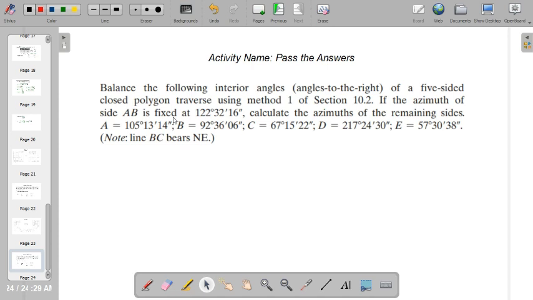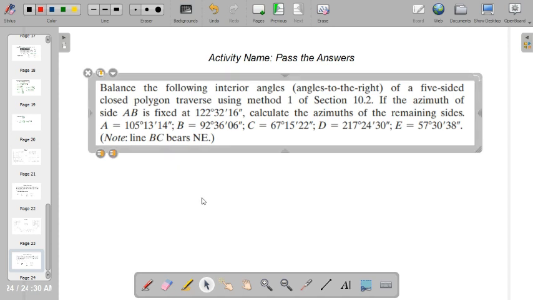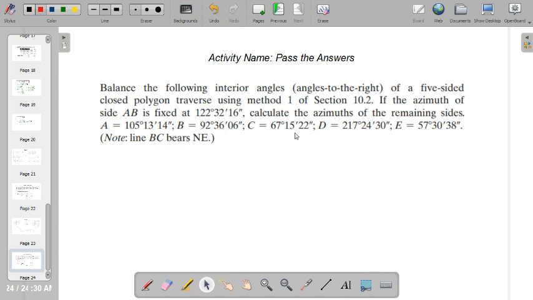If the azimuth of the side AB is fixed at 122 degrees, 32 minutes, 16 seconds, calculate the azimuths of the remaining sides, where A is equal to 105 degrees, 13 minutes, 14 seconds, B is equal to 92 degrees 36 minutes 06 seconds, C is 67 degrees 15 minutes 22 seconds, D is 217 degrees 24 minutes 30 seconds, and of course E is equal to 57 degrees 30 minutes and 38 seconds.